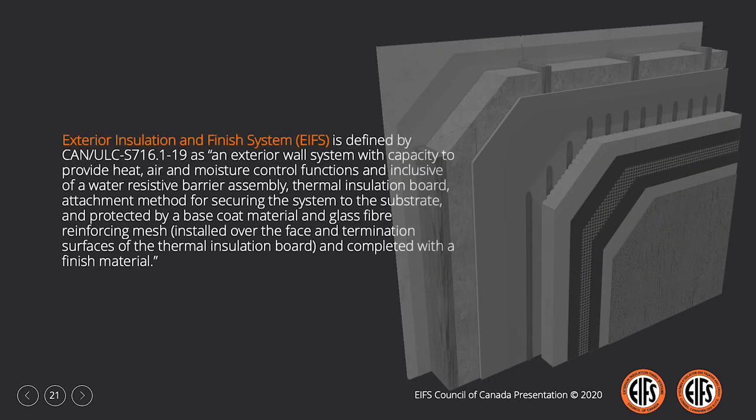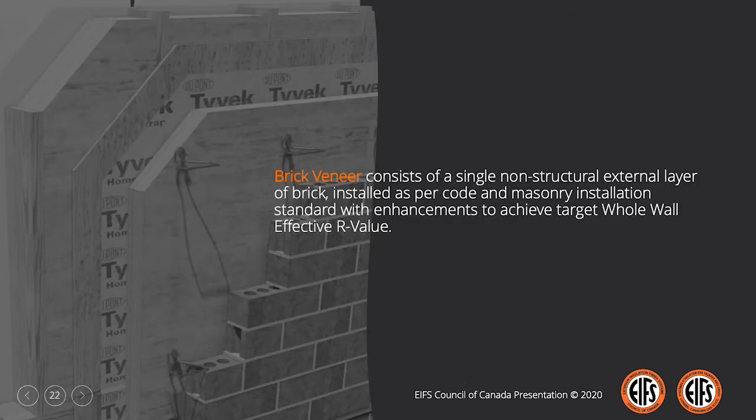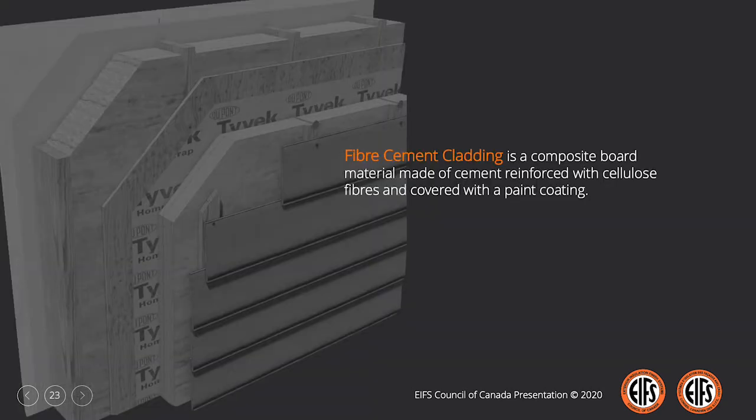Of course, we have exterior insulation and finish systems, or EIFS. Our brick veneer wall is used in both the residential building and the commercial property. Our fiber cement cladding is our third alternative used in the residential portion of the study.